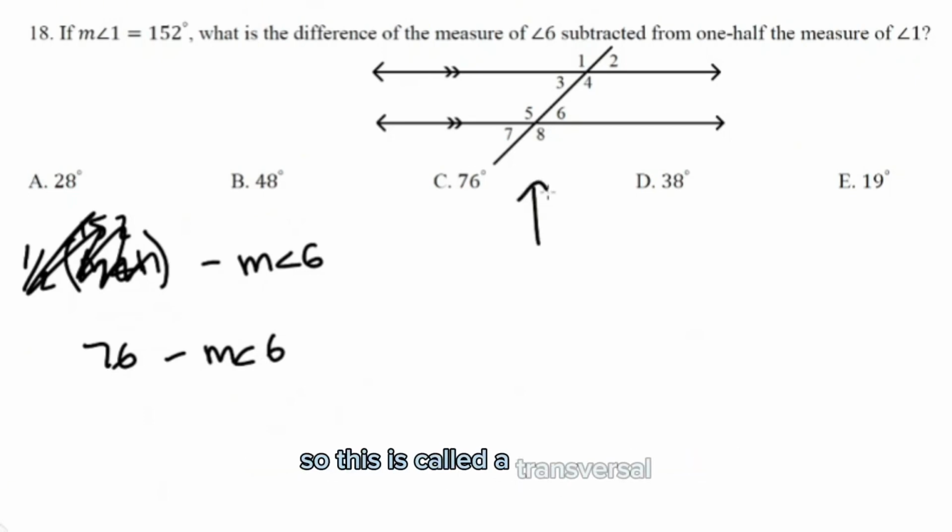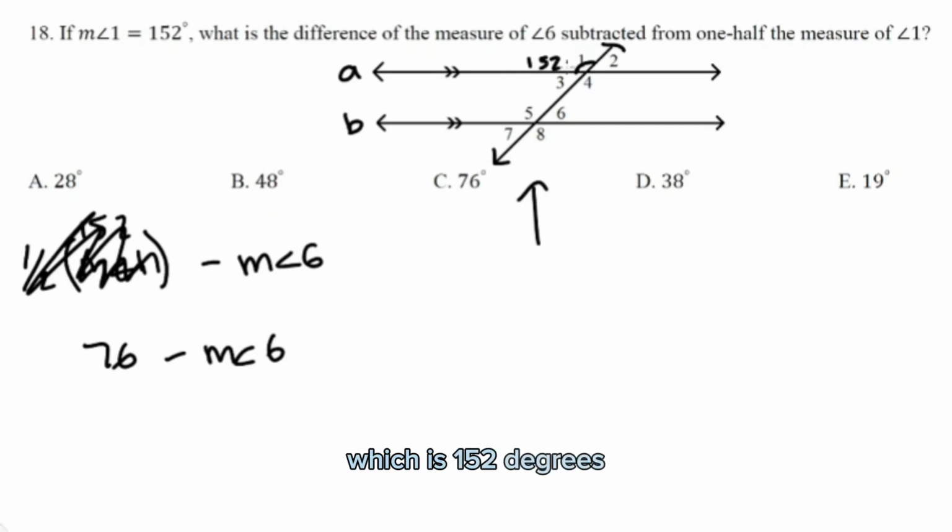So this is called a transversal. A transversal has two parallel lines, A and B, and this is the transversal itself. On this, there are certain angle correlations or angle pairs that can help us find the measure of the angle. So right now we have the angle 1 measure, which is 152 degrees. Angle 1 is a corresponding angle with angle 5, which means angle 5 is also 152 degrees.